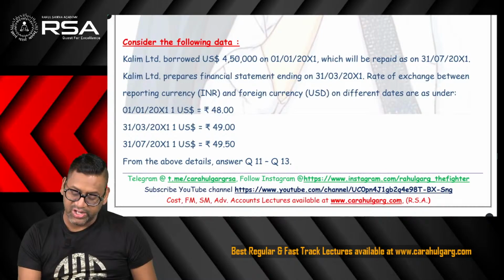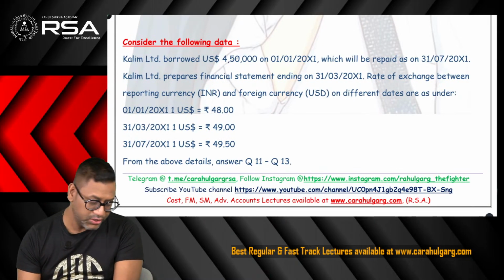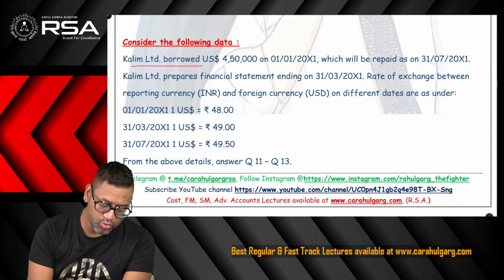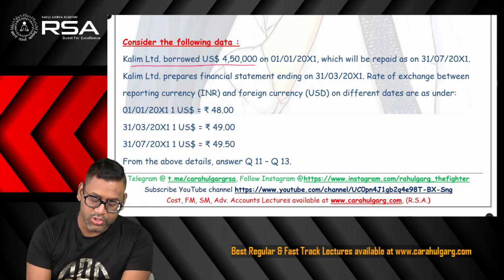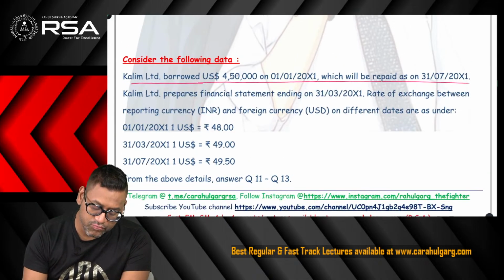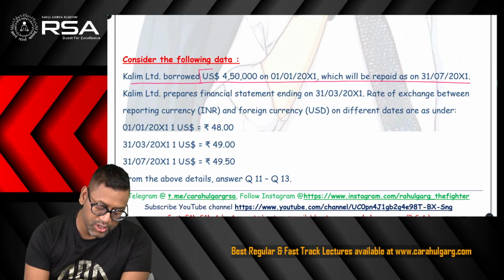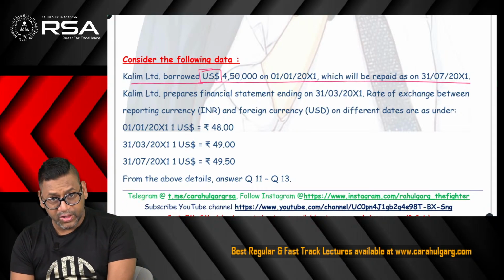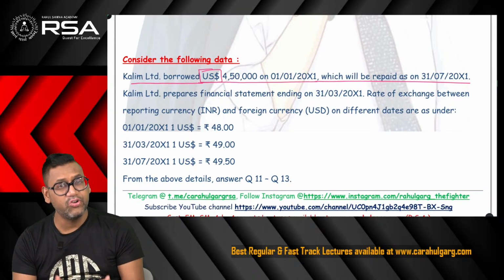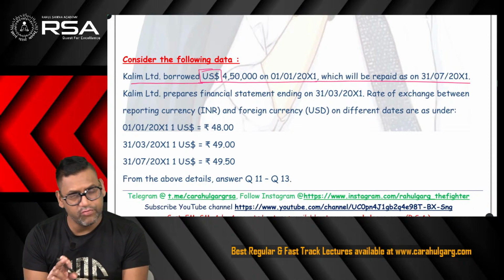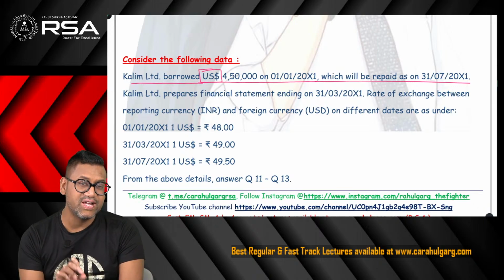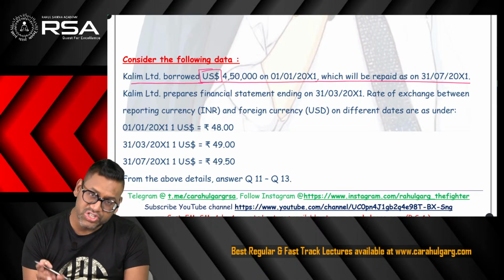Okay, now comes one case scenario. On the basis of that, we will have to answer certain questions. Let us see. It says Kaleem Limited has borrowed 4,50,000 US dollars on 1st of January 2001, which will be repaid on 31st of July. So they have done the borrowing in US dollars from another country. Obviously, if you go to any bank in India, they will not give you the loan in dollars but in rupees. So we have got the loan in dollars. It means we have taken it from another country, right? When we study financial management, this is called ECB, external commercial borrowings.